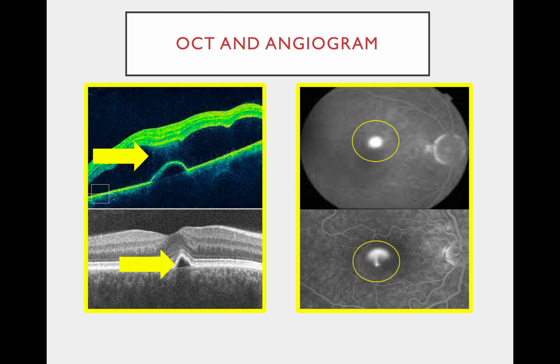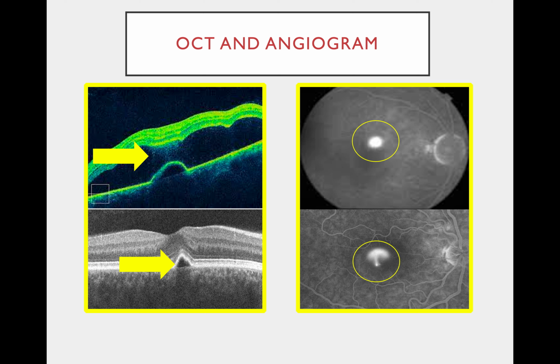Again, the OCT findings, the top left picture is showing that large amount of subretinal fluid, and there's also a pigment epithelial detachment there. That smaller pigment epithelial detachment, which is the bottom left picture here with that arrow, is showing that fairly prominent PED. On the right side, we see angiography.